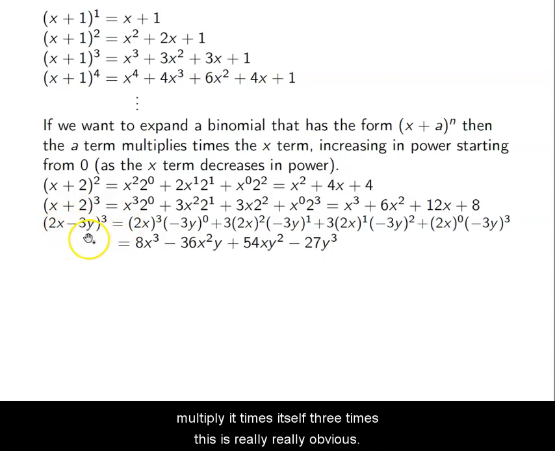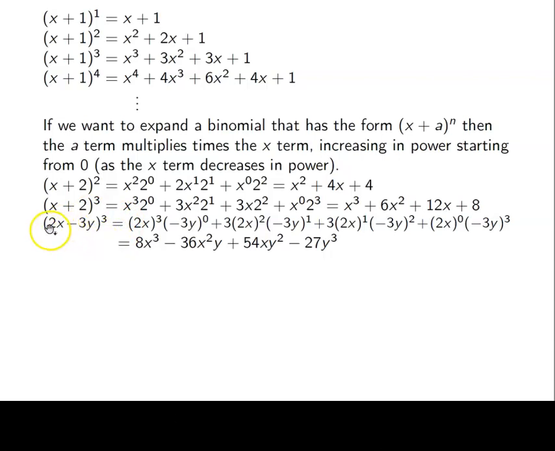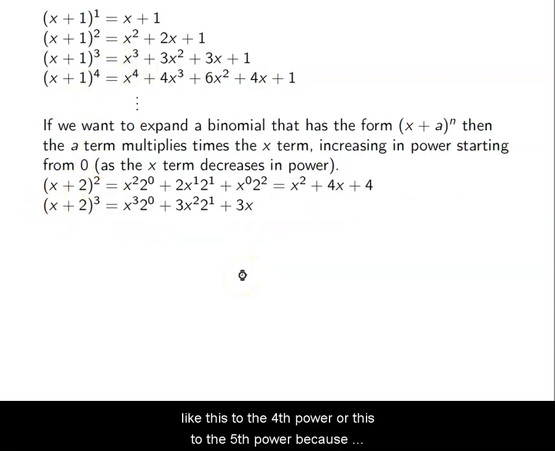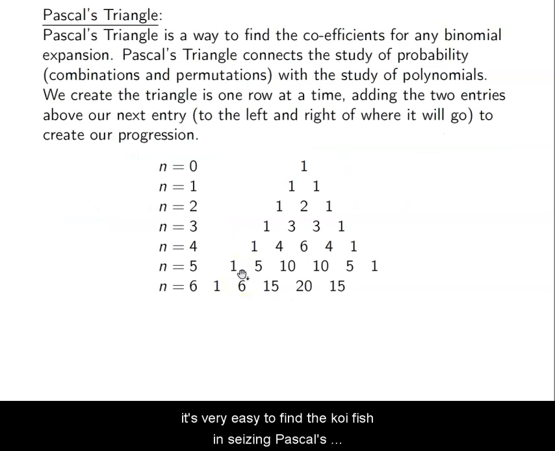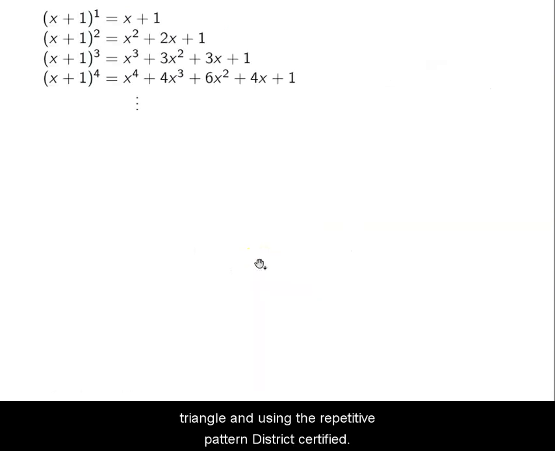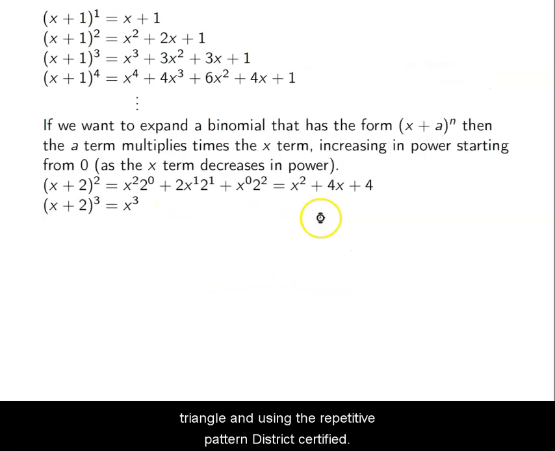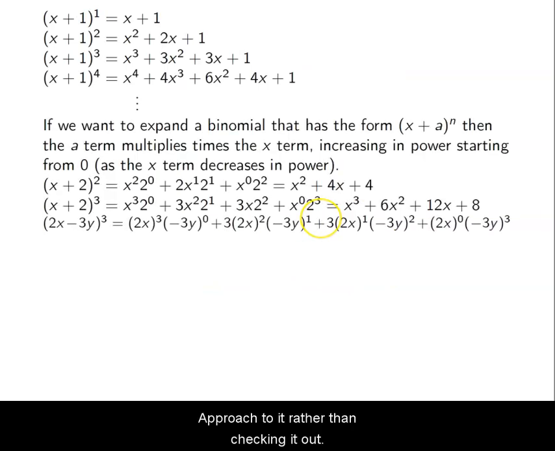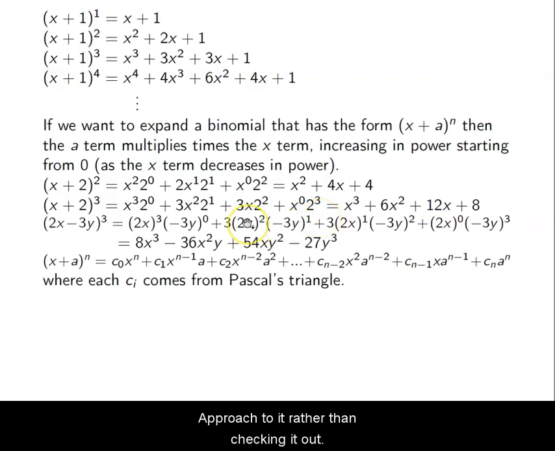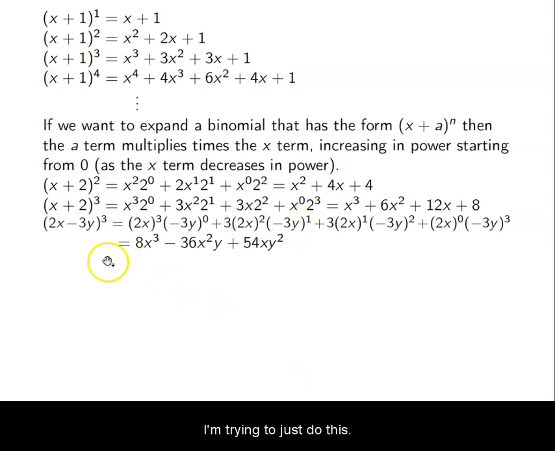This is really, really obvious that it's an easier version when you're doing something like this to the 4th power or this to the 5th power, because it's very easy to find the coefficients using Pascal's triangle and using this repetitive, patterned sort of approach, rather than chugging it out and trying to just do this by force, right? Doing this times itself 5 times. It's kind of a lot.